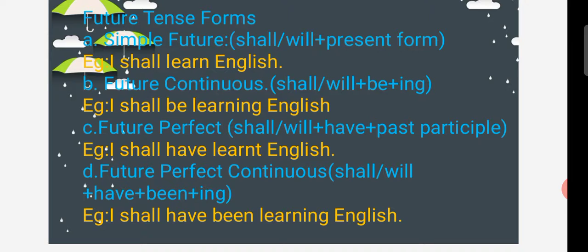Future perfect continuous, I shall have been learning English: shall or will plus have plus been plus ing. Actually we will not concentrate so much on future perfect continuous, but till future perfect you should be thorough with it to answer the questions that come under verb forms. So future perfect: shall or will plus have plus past participle, that is, I shall have learnt English.